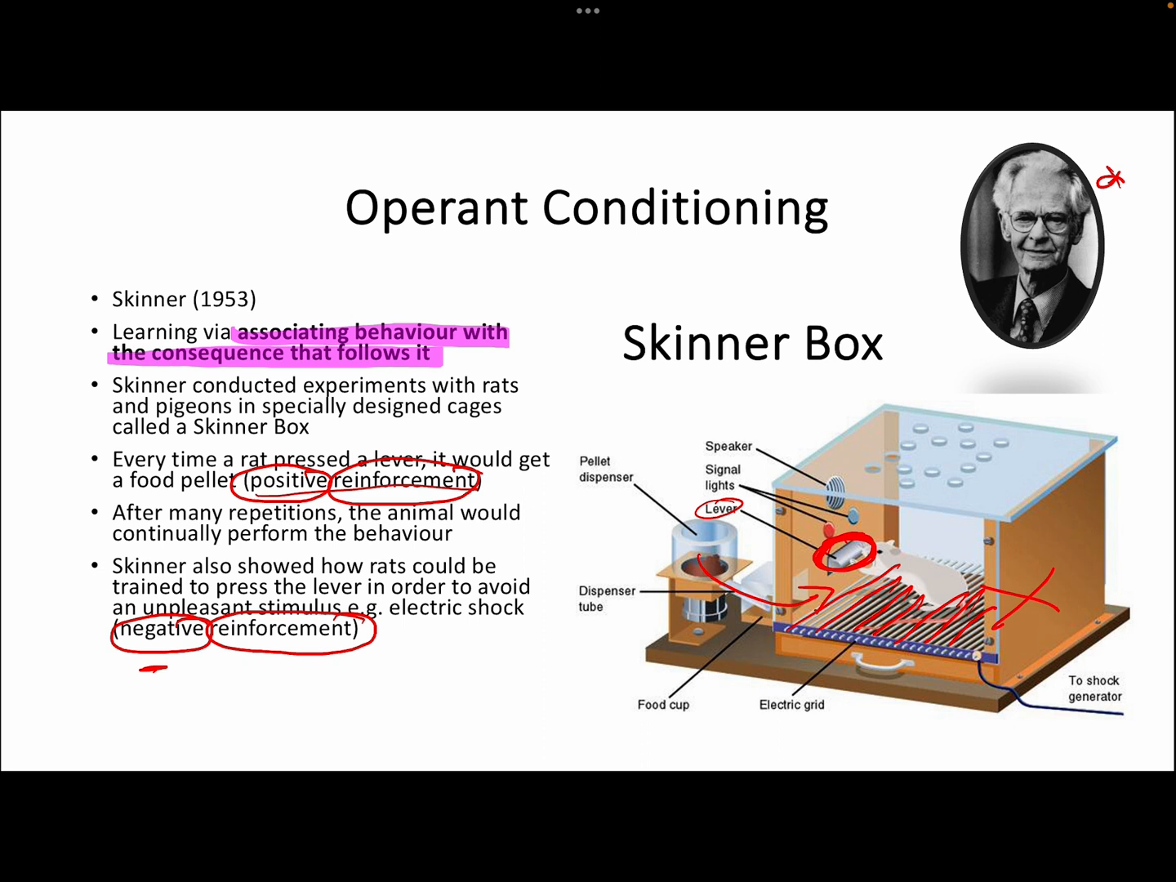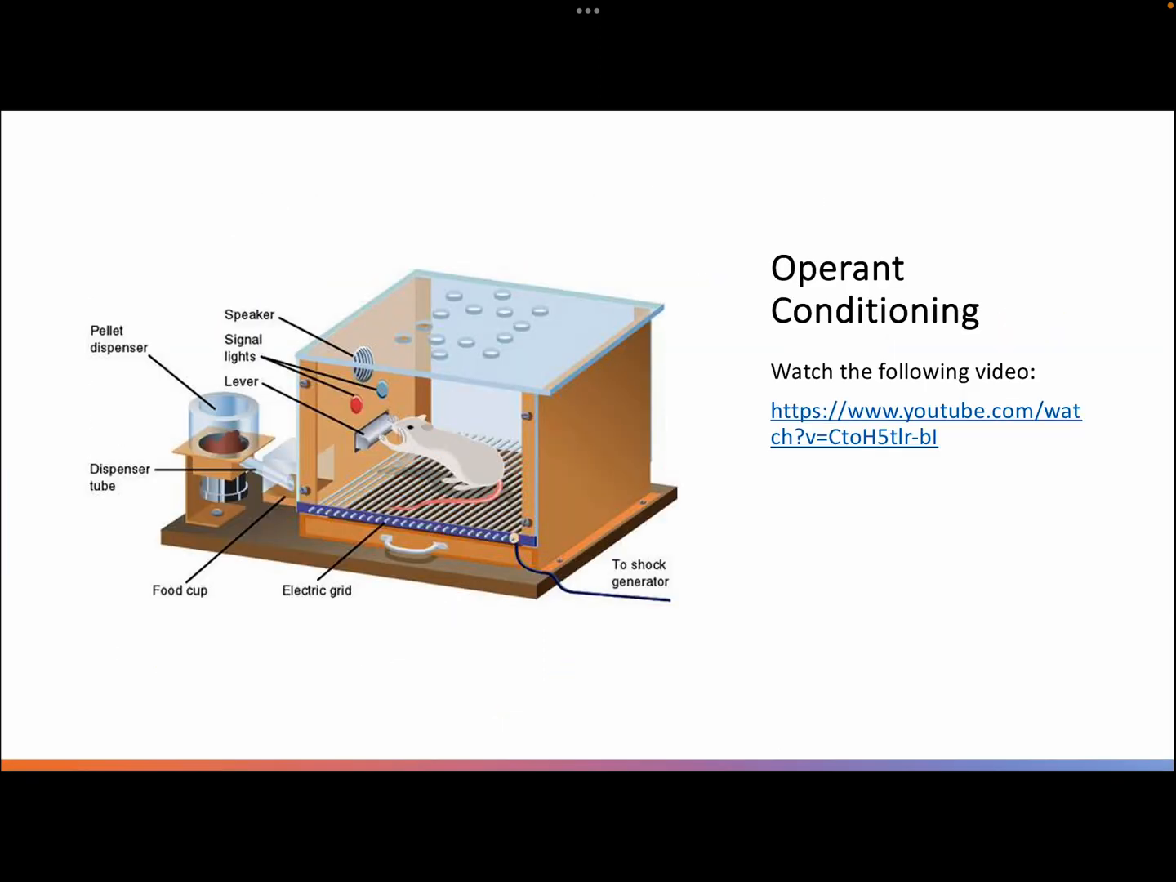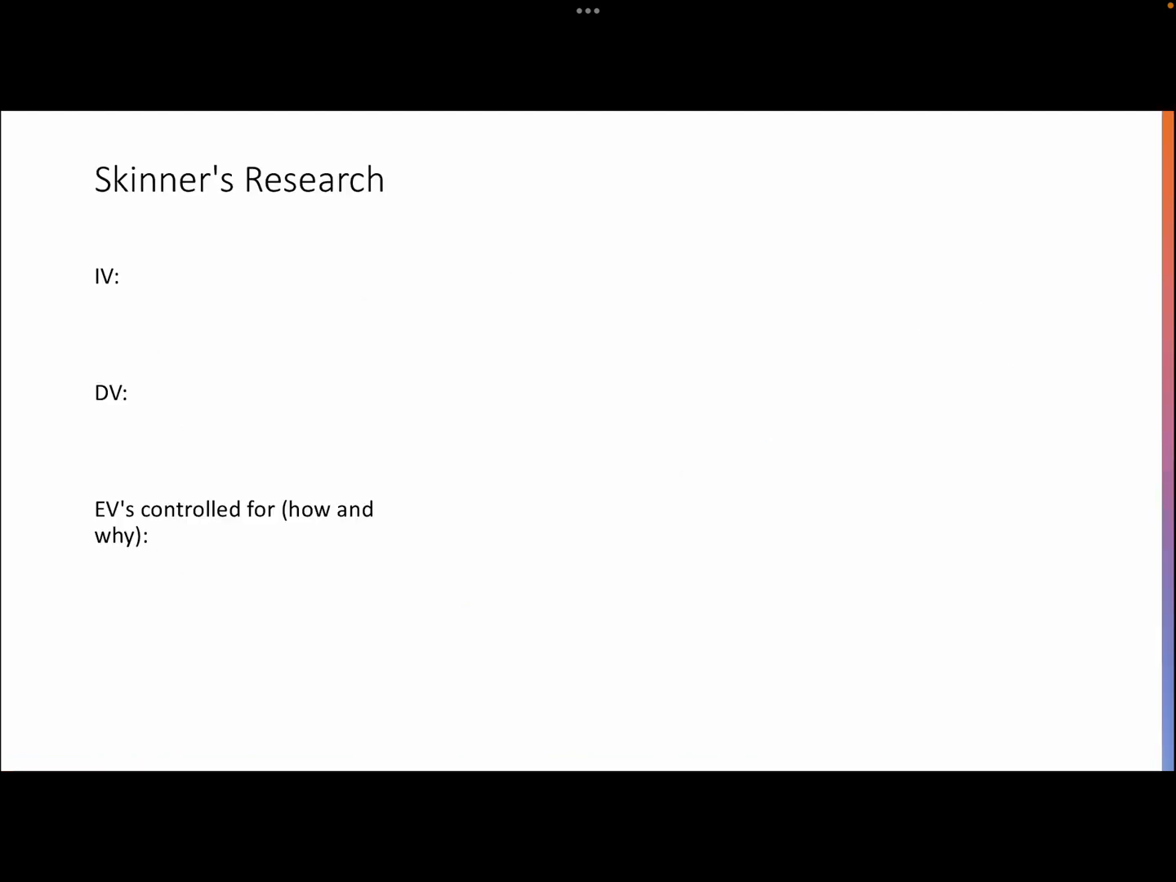So I'd like you now to watch this video on operant conditioning. And I'd like you to identify in Skinner's research the IV, the DV, and any extraneous variables that were controlled for, how they were controlled, and why they were controlled.